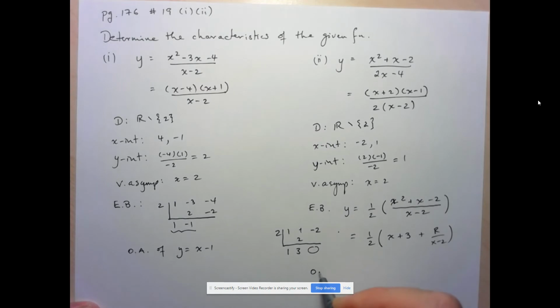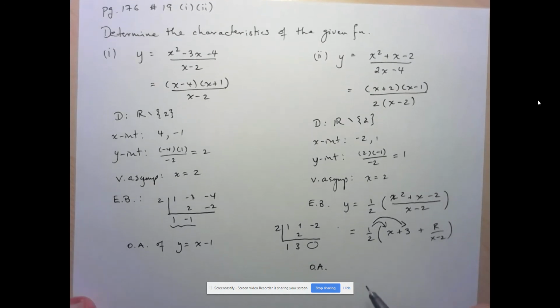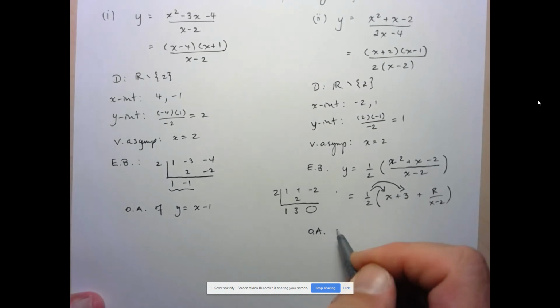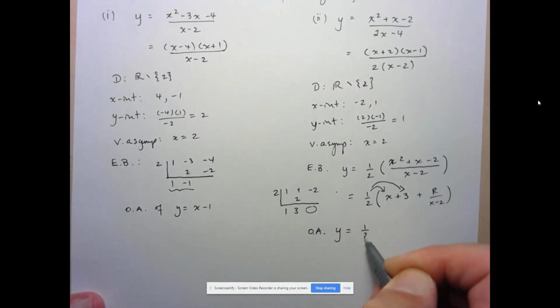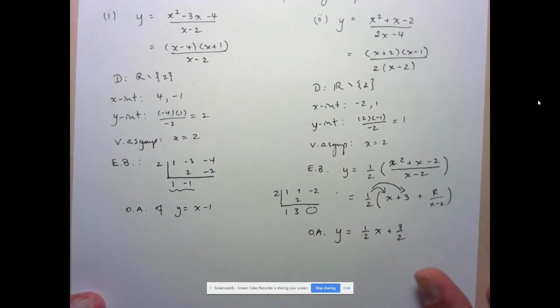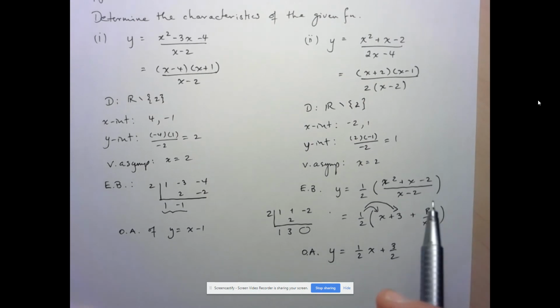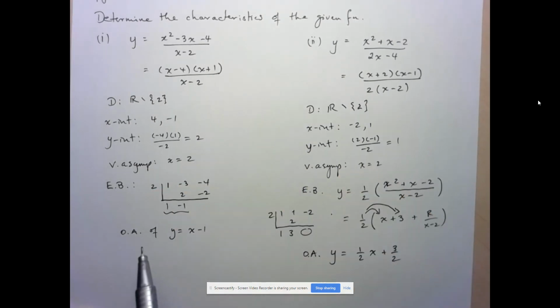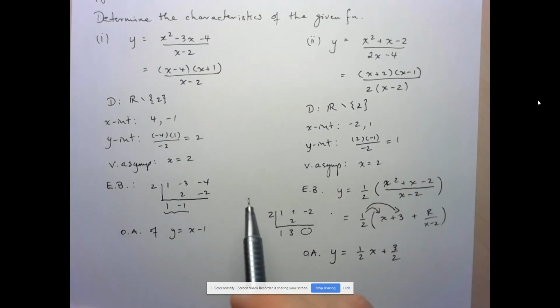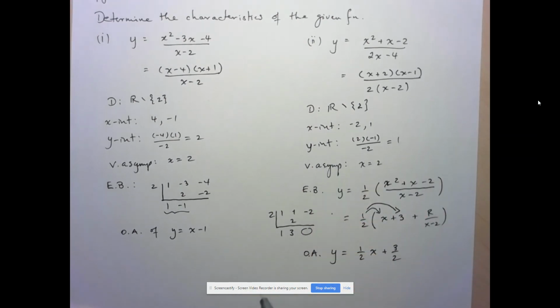And so my oblique asymptote is going to be, don't forget, I have to reintroduce this 1/2 into my expression. This is what people often forget. So my oblique asymptote is going to be y equals 1/2 x plus 3/2. All right, let's just recap. When you're determining these characteristics, step number 1 is to factor to see if anything reduces. If anything does reduce, you'll get a hole. And if not, you can start determining all the characteristics.